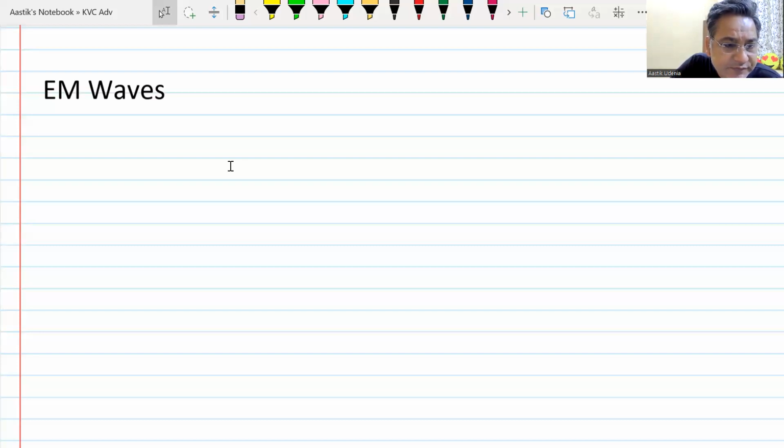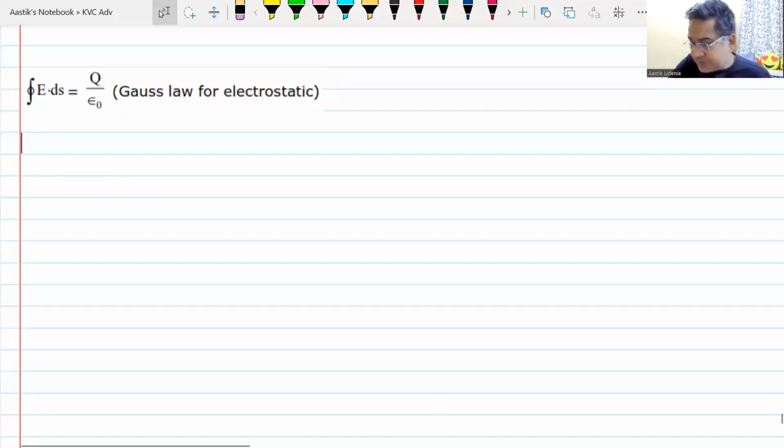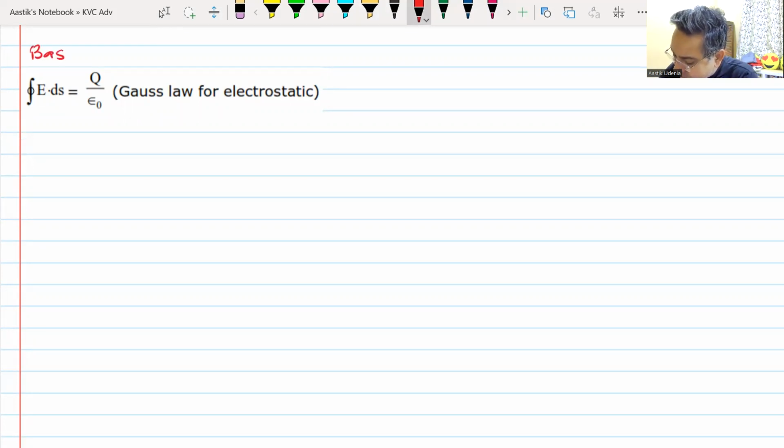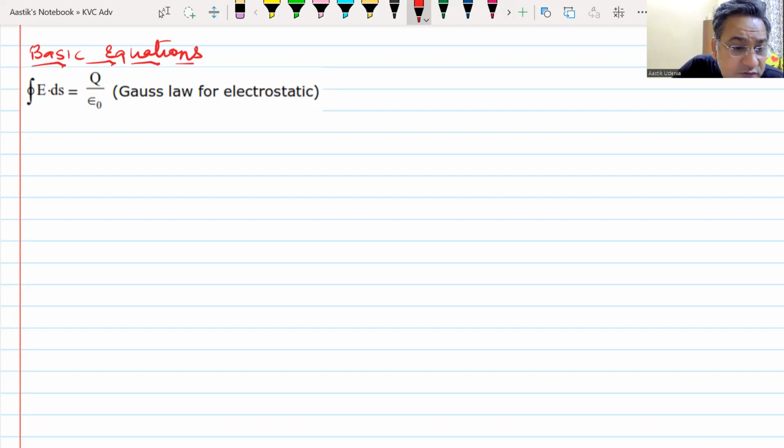The first equation that we saw, I think this one. Surface integral of E dot ds is charge enclosed divided by epsilon naught. Do we remember this equation? Yes. That was known as the Gauss law for electrostatics. We use this Gauss law to find out the flux through any closed surface. This circle denotes that it is integral over a closed surface. Do we remember this equation? Yes.